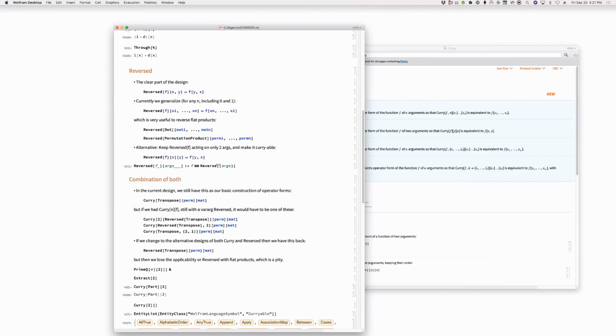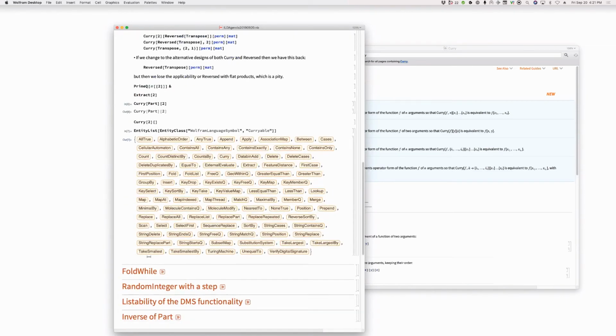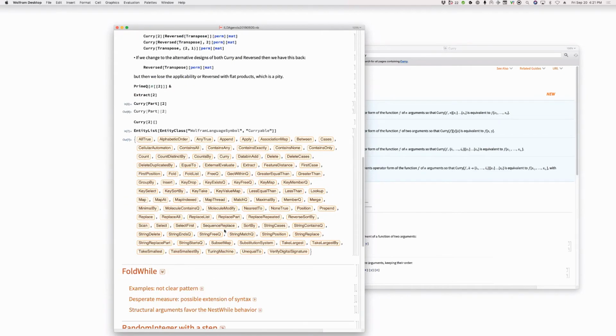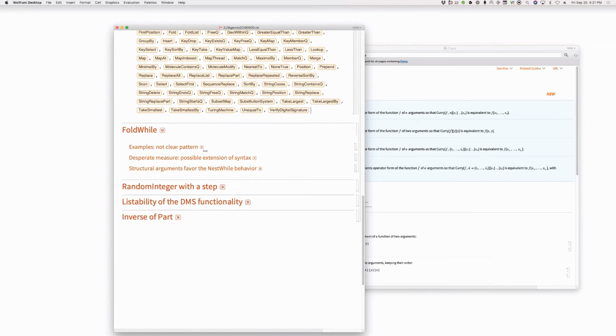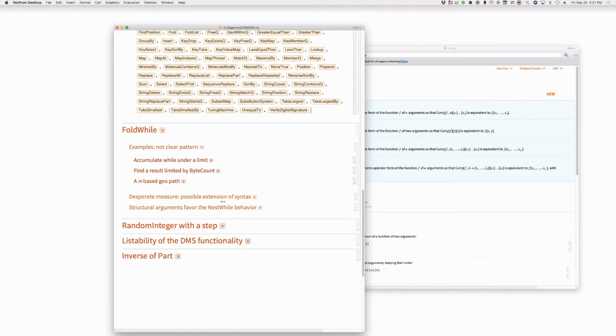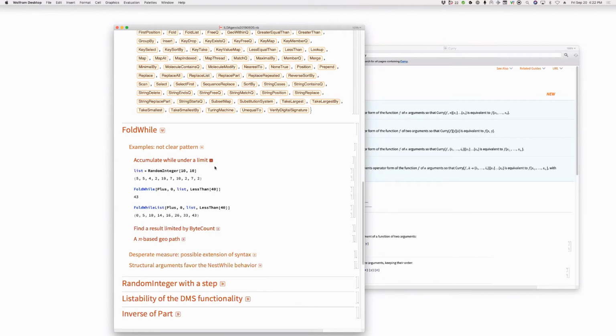Okay. All right. Let's keep going here. Next up, FoldWhile. So here, the discussion was whether to return the last successful case or the first failure case. And we decided to look at some examples. The truth is that looking at the examples, you might still want either of them.